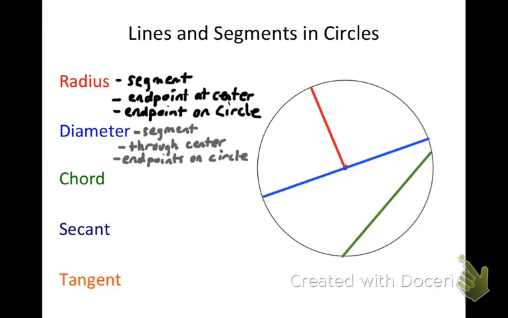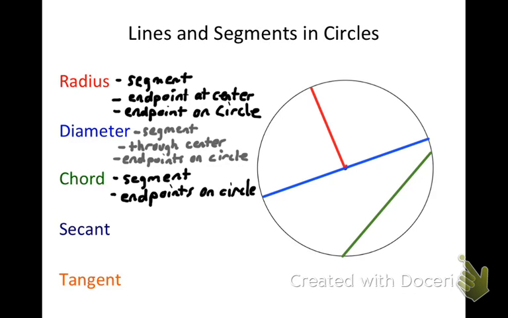Now, when a chord does pass through the center of the circle, it's called a diameter. But as long as it's a segment and it connects 2 points on a circle, it's going to be called a chord. So there you go. Those are the two conditions for a segment to be called a chord. Now, a secant is actually very related to a chord.